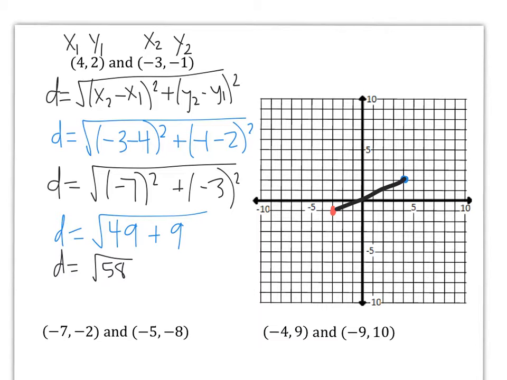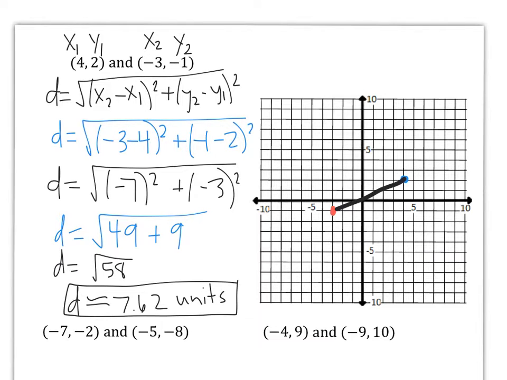So if we go ahead and plug that in our calculator, the square root of 58 is about 7.615. So if we round to 2 places, that 5 would make the 1 round up. So distance is approximately, and that's where the squiggles come in, they mean approximate, 7.62 units. So that would be our answer for this example. So again, we found that distance right there on our visual graph. Let's take a look at the next example.